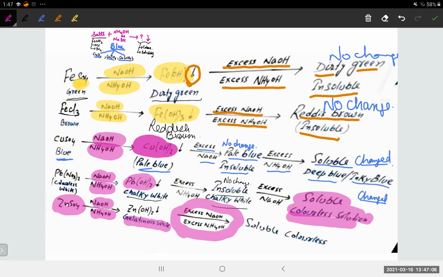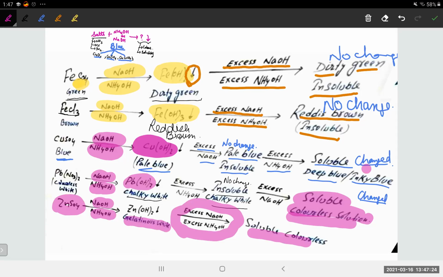Okay, now let's move on to the excess thing. So when we add it in excess, what are we getting? We are getting a soluble colorless precipitate. Okay, no, it's not a precipitate because it's soluble. Such a big blunder I've done just now. It's not a precipitate, it's a soluble colorless product.